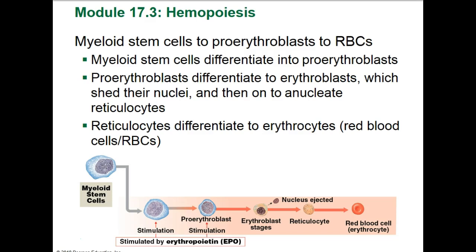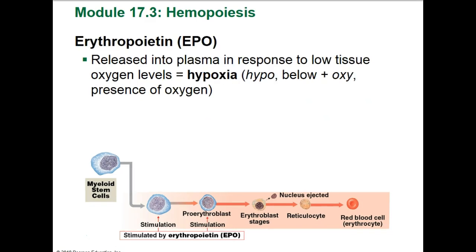And the stimulation of these progenitor cells to become red blood cells is stimulated by erythropoietin, which we have mentioned before, one of the hormones. It comes from the kidneys. So erythropoietin is released into plasma in response to low tissue oxygen levels, which we call hypoxia.